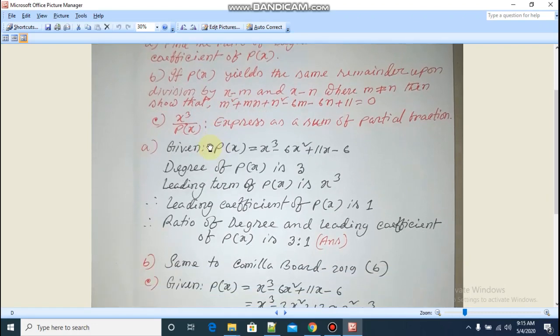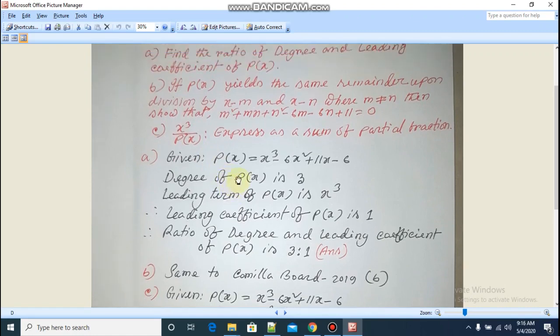Math number A. P of x equal this. Degree of P of x is 3. Maximum power is called degree. So degree of P of x is 3. The term containing maximum power or degree is called leading term. So x cube is the leading term. Coefficient of the leading term is called leading coefficient.